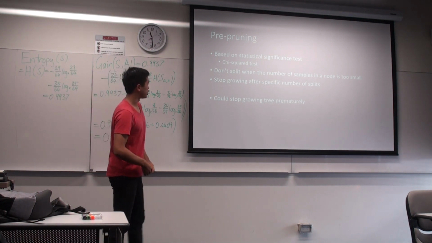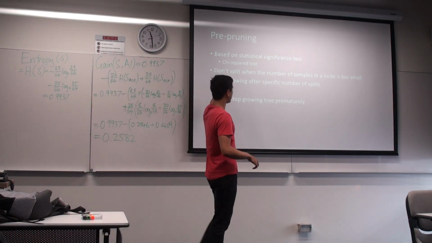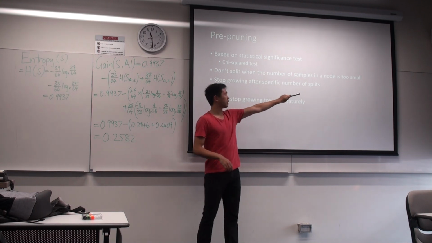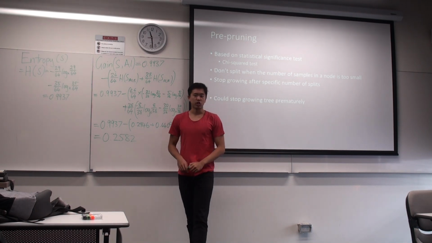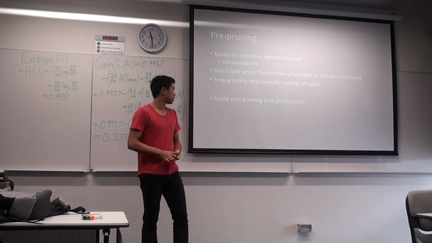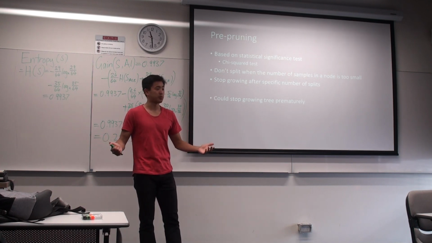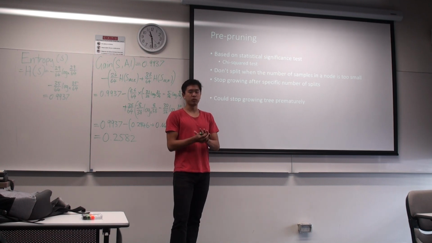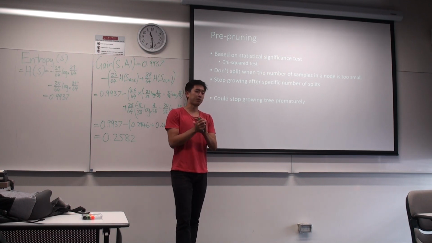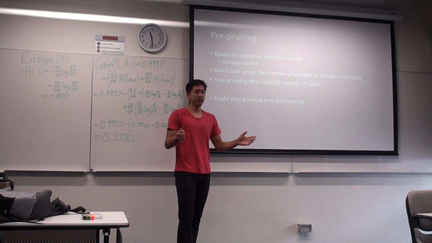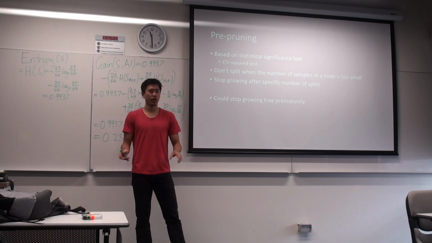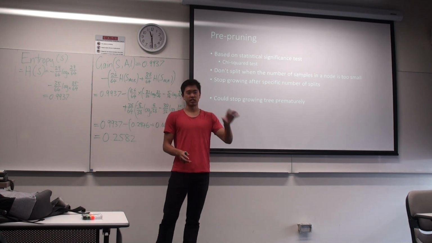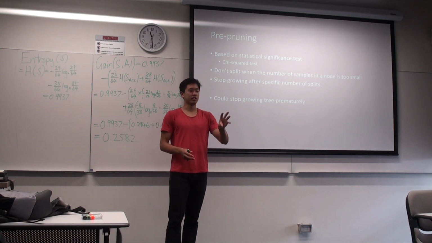Another way of doing it, which is kind of related, is to not split when the number of samples in a node is too small. That's just any arbitrary number you'd like to pick. So maybe if a node has 5 observations, then at that point you decide, okay, it's too small. If I split it, then it's not going to be significant, so I don't want to touch this node. It's going to stay at 5 samples.